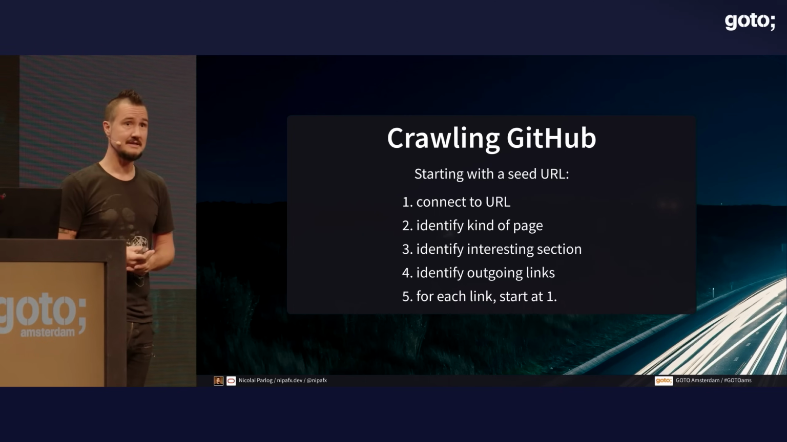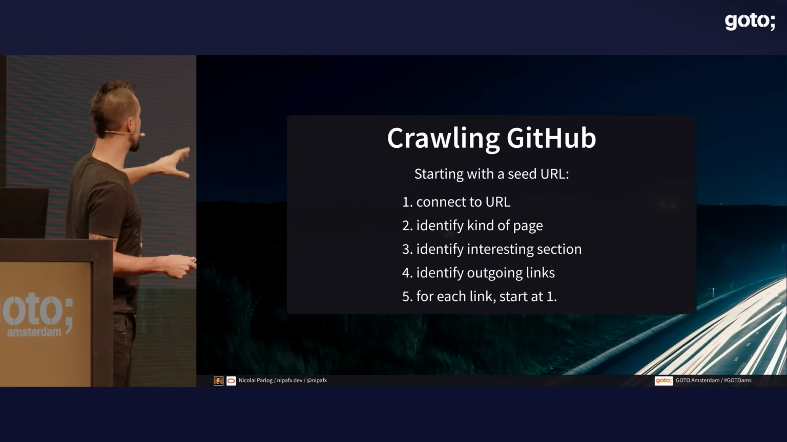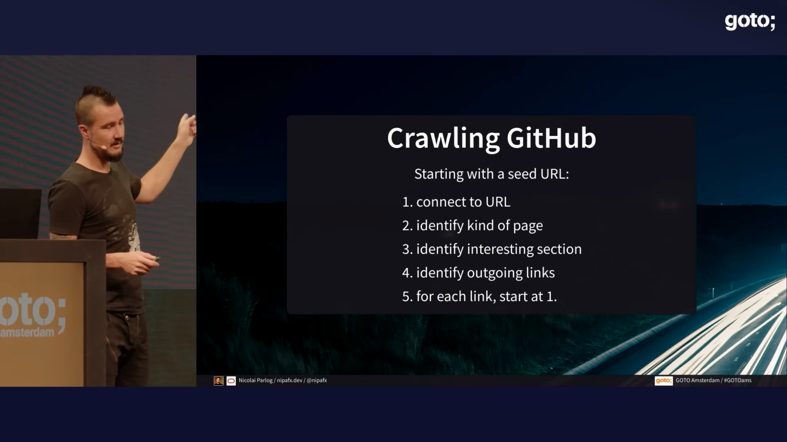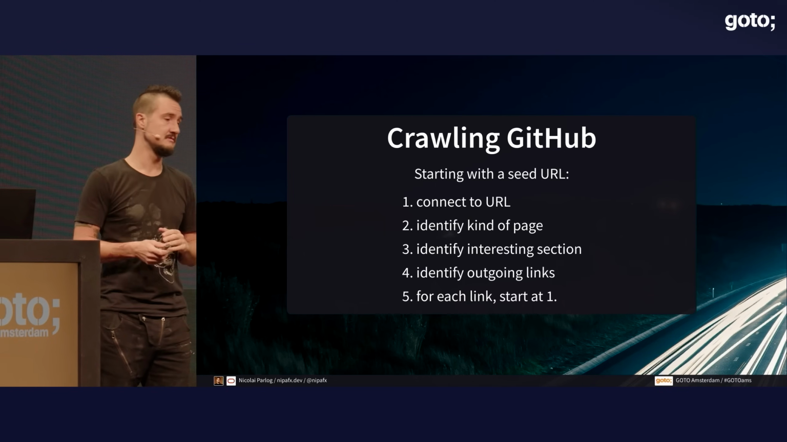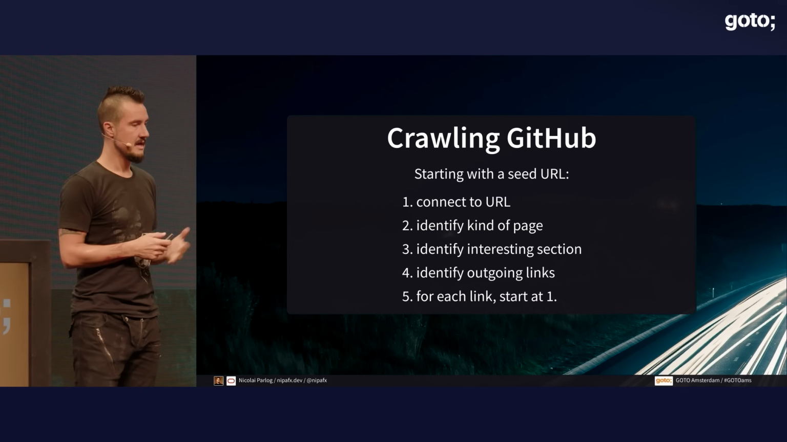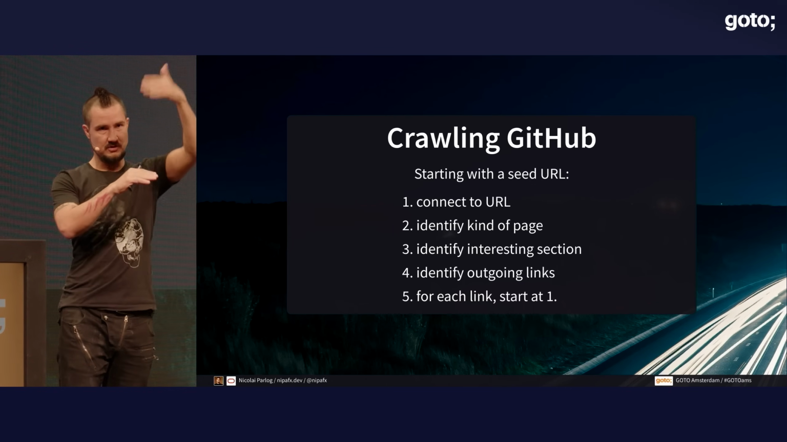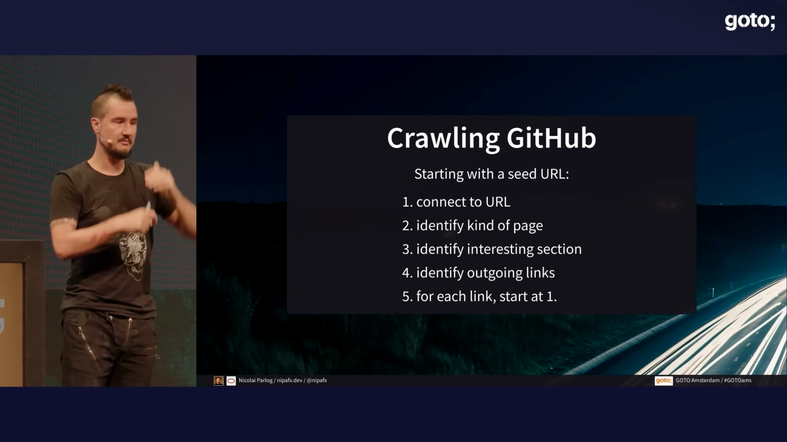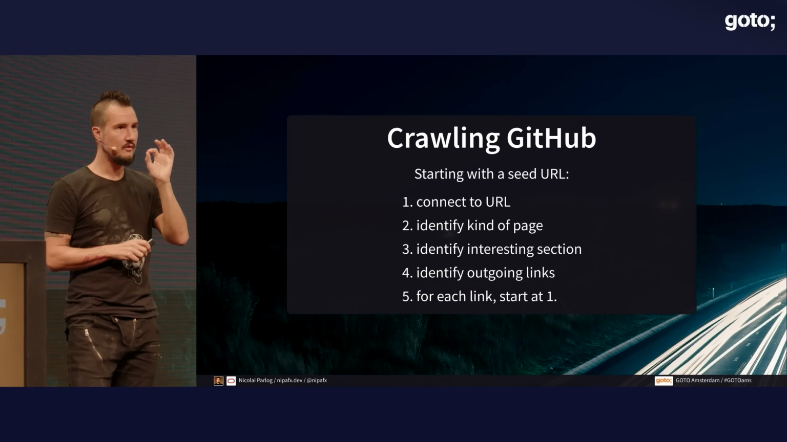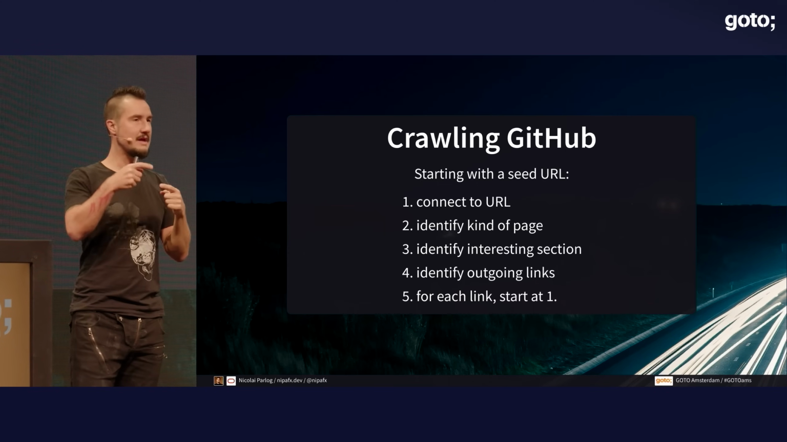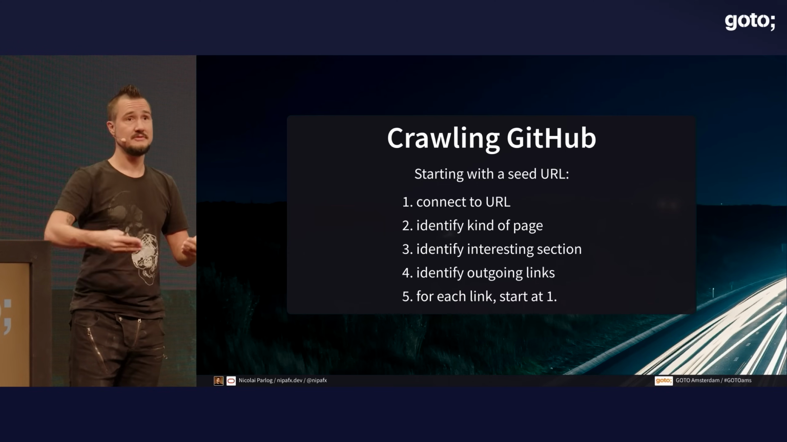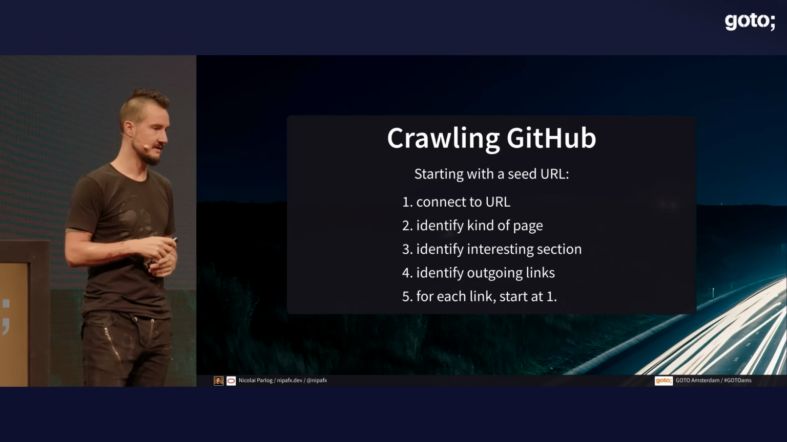Okay, so let's start crawling GitHub. I already kind of explained this to you, but let's go over it again. We connect to a URL. We identify what kind of page this is. Is it a GitHub page? Could be an external page, right? Maybe somebody linked to Wikipedia. Could be a 404. We identify the interesting section, not the header, not the footer, just the conversation on a pull request maybe. And then we look for outgoing links. And then we take those links and go back to step 1, plus we count the depth, so at some point we stop, so we don't actually crawl literally all of GitHub.